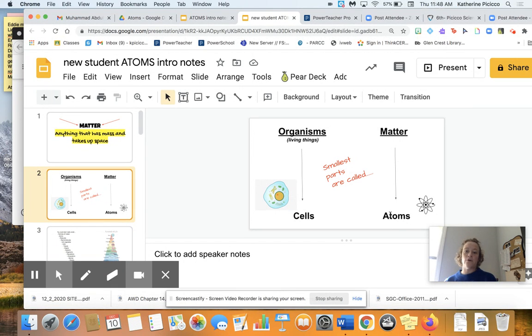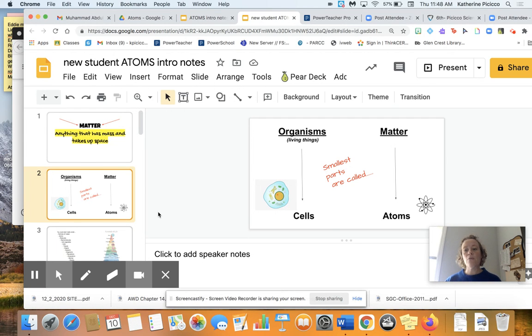And when we talk about matter, the smallest parts of anything that exists are called atoms. And that's really what we're going to focus on this unit. I don't know if you talked about this at all in your science class, but it's really similar to living things. The smallest part of living things is what we call cells. Like our body is made of billions and trillions of cells. What matter is, so my computer is matter, is made up of billions and trillions of these tiny little pieces called atoms.